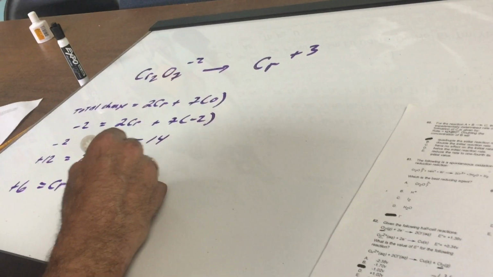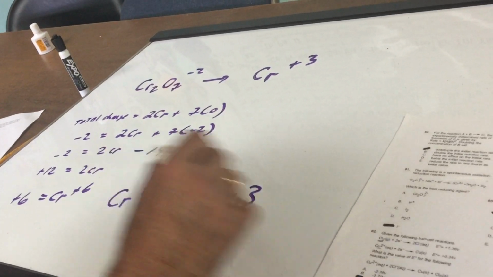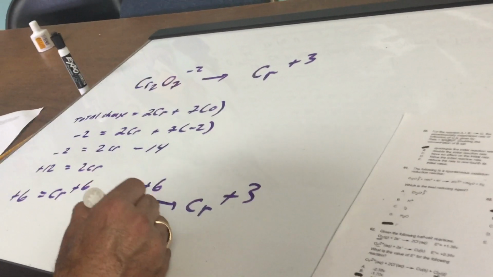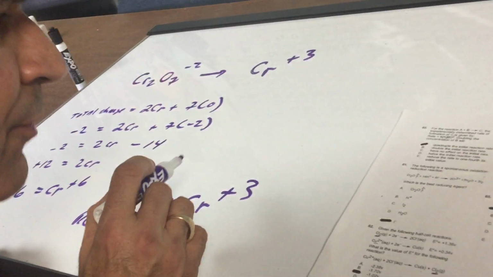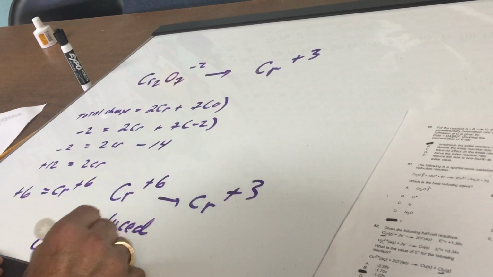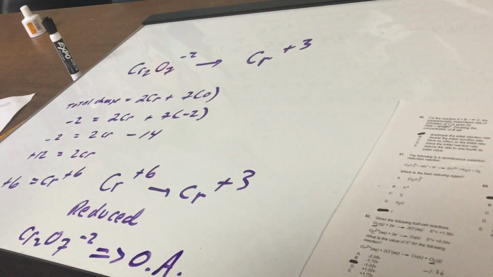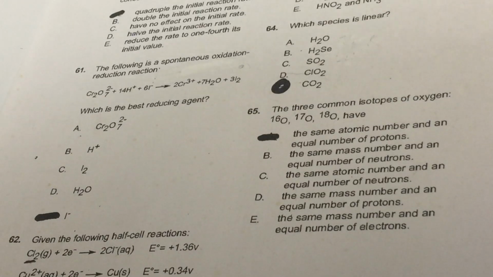So what's happening is we're going from a plus 6 chromium to a chromium plus 3. So therefore, chromium plus 6 is being reduced. If it's being reduced, that means that the Cr2O7 minus 2, the whole thing, is the oxidizing agent. Now, if you go back, they're asking for the reducing agent. So that was not correct.